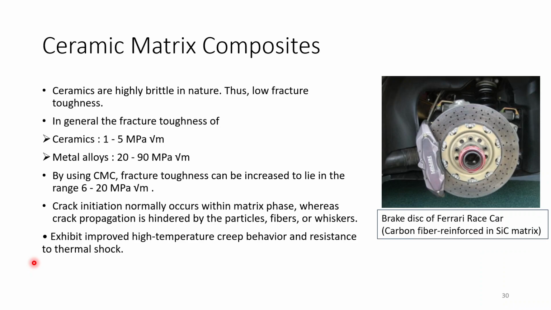Next we have ceramic matrix composites. Ceramics are highly brittle in nature, and they also have low fracture toughness. In general, the fracture toughness of ceramics is 1 to 5 megapascal square root meter, while for metal alloys it is between 20 to 90. By using ceramic matrix composites, the fracture toughness can be increased to lie in the range of 6 to 20.